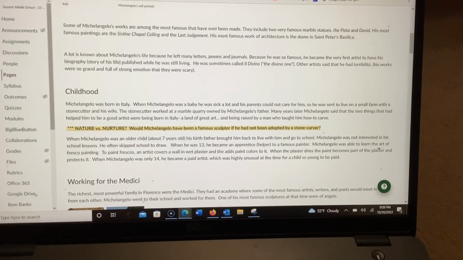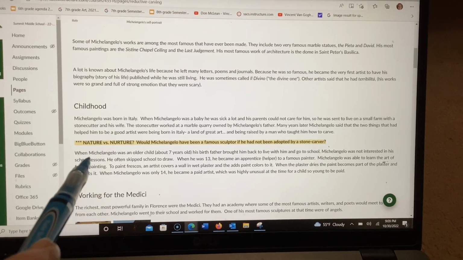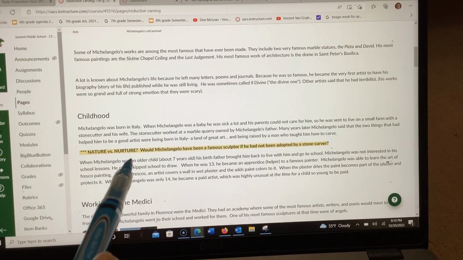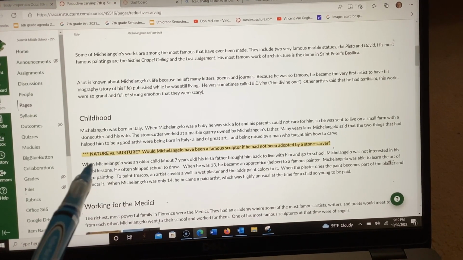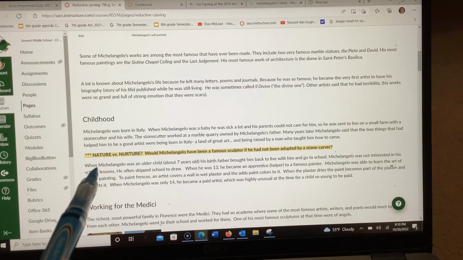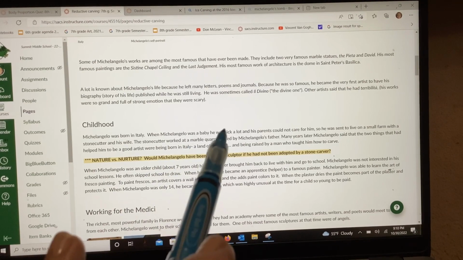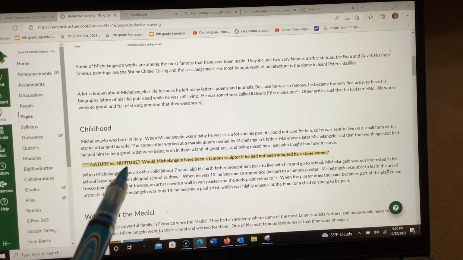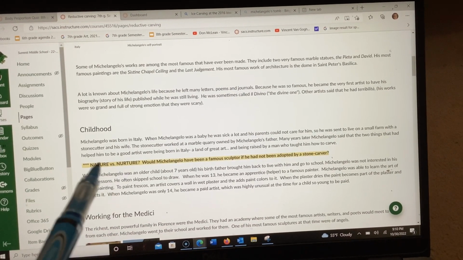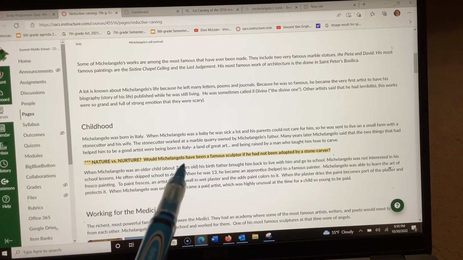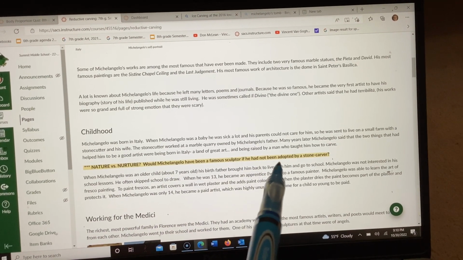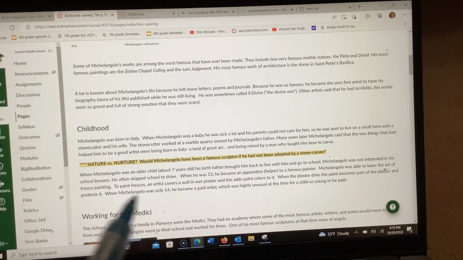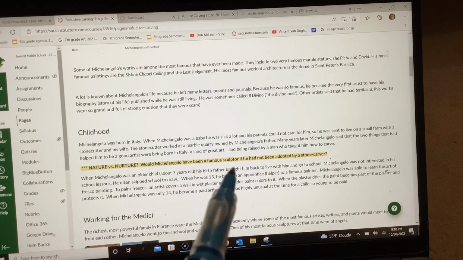And a lot of times people do studies where they talk about, is it somebody's nature or their nurture that turns them into a good person or a bad person? His nature is the way that he was born. He was born to a person who owned a marble quarry and a woman that we don't know anything about. But he was nurtured, he was raised by a man who was a stonecutter. So would he have been a famous sculptor if he had not been adopted by a stone carver? We may never know.